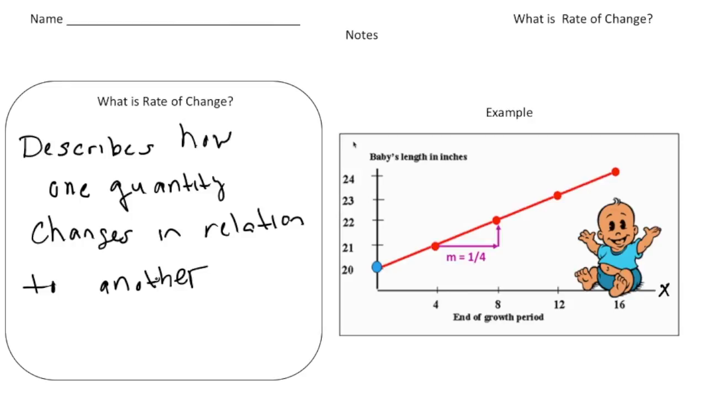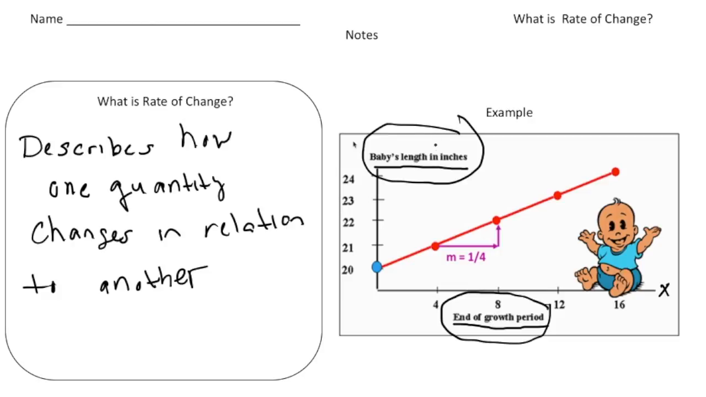For this diagram, our quantities are the end of the growth period and the baby's length in inches. So we want to know, how does one quantity change compared to the other? What you've got to do is find 2 points on the graph to figure out the change.